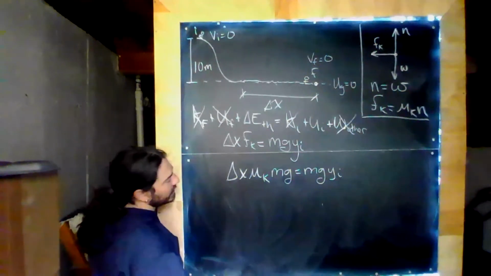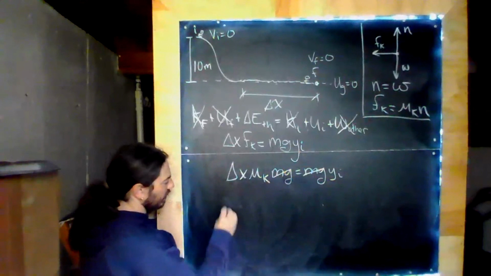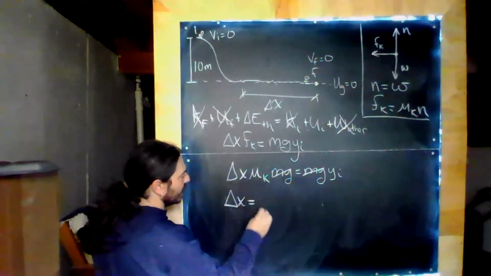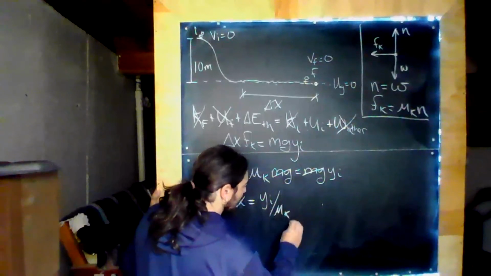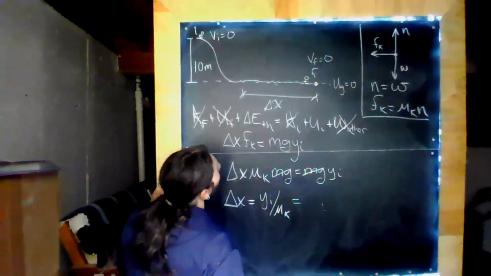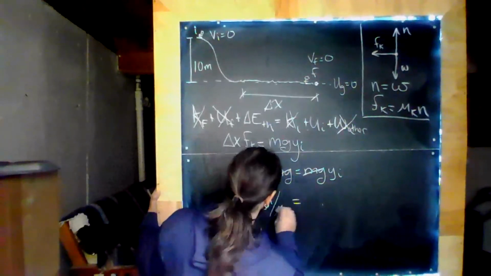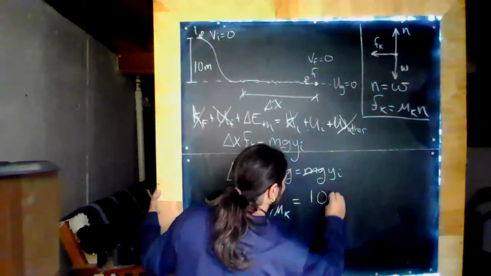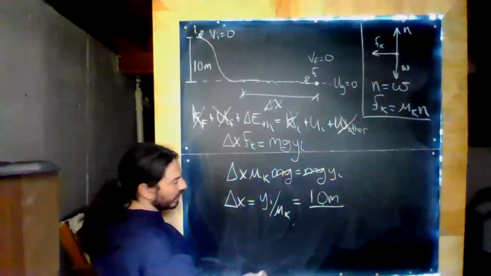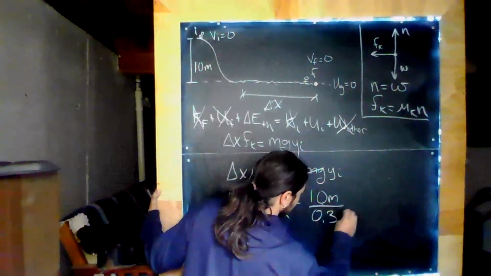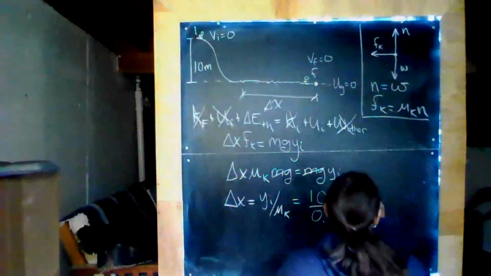Oh my gosh, look at that. That is cute. Those cancel, and we have delta x equals y initial divided by mu sub k. If that isn't adorable, I don't know what is, and I have a 2-year-old. Okay. Y initial is 10 meters divided by mu sub k, which was 0.3. So we run our calculator, and we get 33.3 meters.